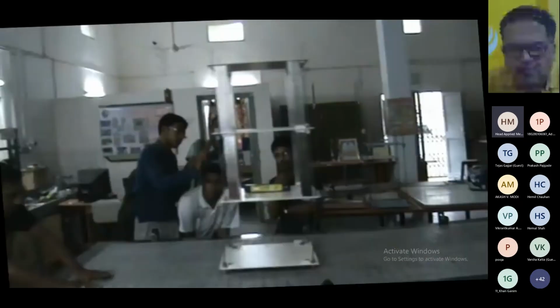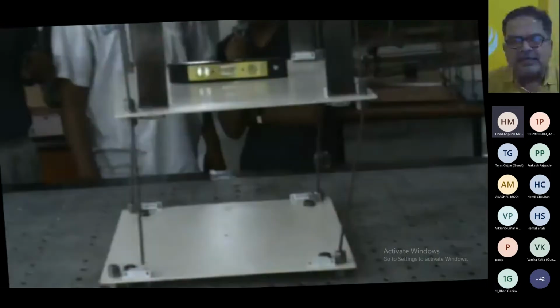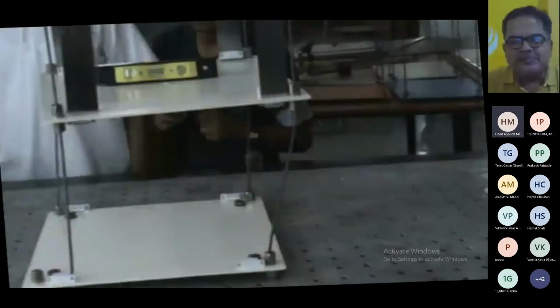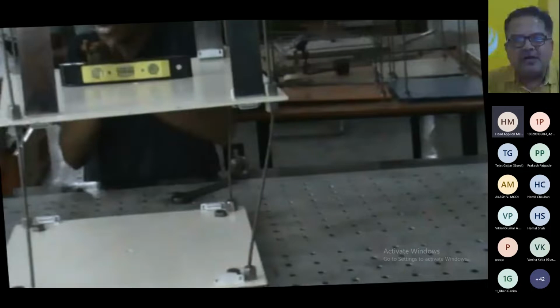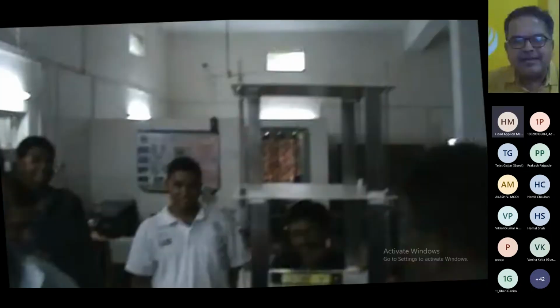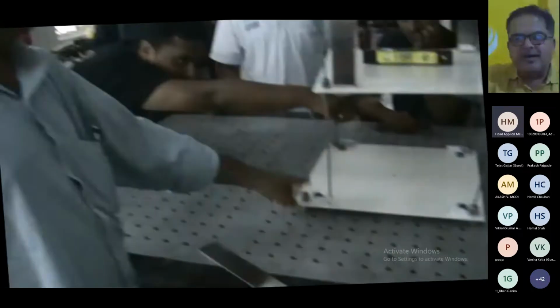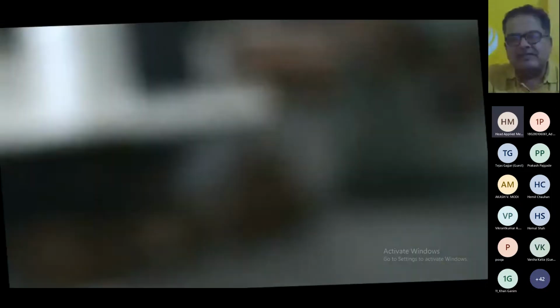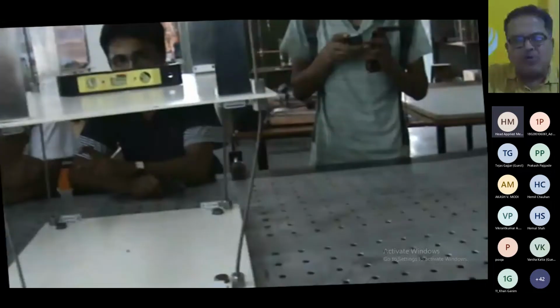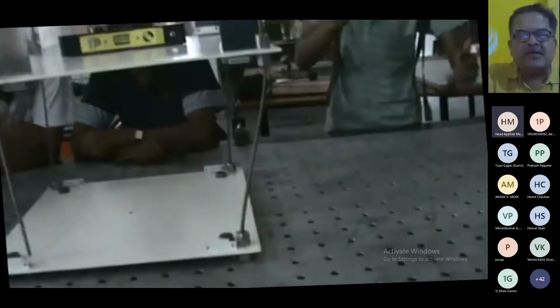Now you can see what happened. It breaks, right? And now you can see also the students are clapping, right? They have a smile on their face. In reality, when structure fails, we become sad. But in the laboratory, when a model fails, we learn a lot, right?